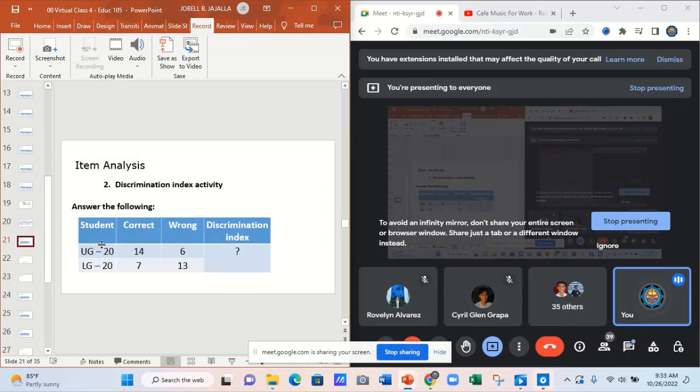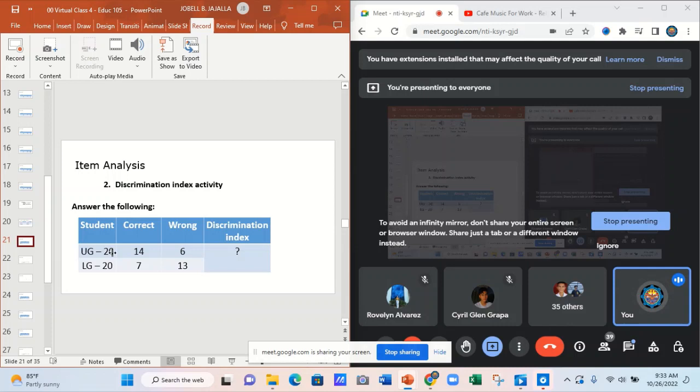Now, for item analysis class, again, no, the formula for that is the difference between the difficulty index of the upper group and then the difficulty index of the lower group. So always remember that formula. Now, let's scout or investigate the matrix.